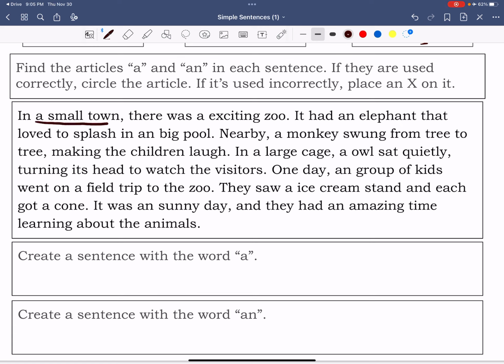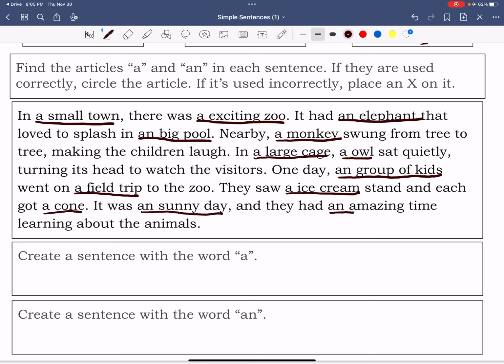First, let's go in there and look for the articles. So we have a small town, a exciting zoo, an elephant, and big pool, a monkey, a large cage, a owl, and group of kids, a field trip, a ice cream, a cone, a sunny day, an amazing time. Okay, I believe those are it. So let's go ahead and look at these. Try to put an X on the ones that are incorrect. So I'll give you a bit of time, pause the video, and see if you can get these correct.